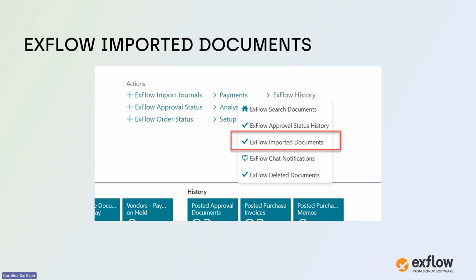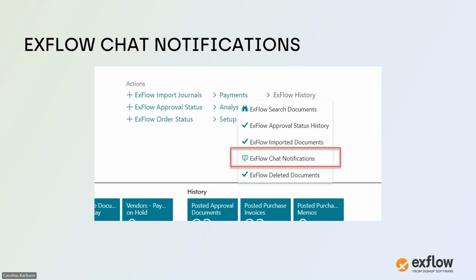And then we have ExFlow imported documents. So here you can access all interpreted and imported documents. You have the discussion panel here as well, so you can chat about them. And then we have ExFlow chat notifications. And here you can view messages that you have been tagged in over the past 90 days. And you can answer the messages here as well. If you're tagged in a message and you click on that, you can go directly to the information about that document and you see the PDF and other information.